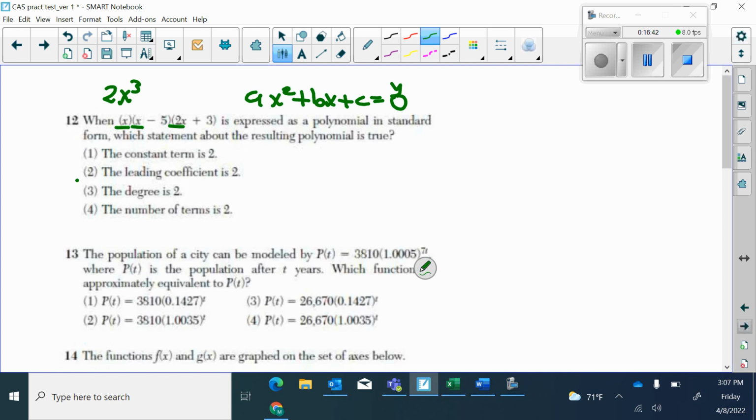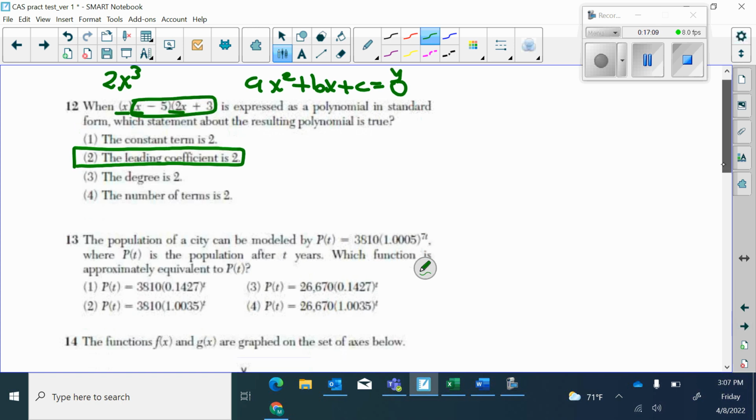The leading coefficient is 2, right there. Okay. The degree is 2? No, it's not. The degree is 3. The number of terms is 2? No. You're going to have 3. The constant term is 2? There is no constant term in here. Because if I multiply these two, you'd have a constant, but then I'm going to distribute the x through there, so it'll end up with an x at the end. No constant at all. So I didn't even have to multiply that whole thing out.